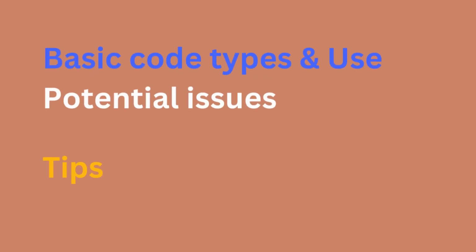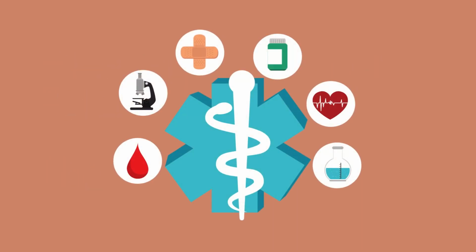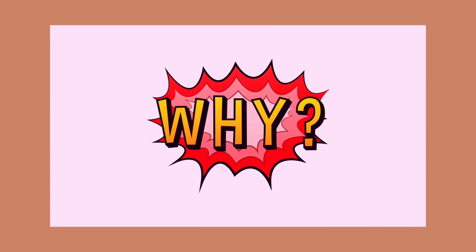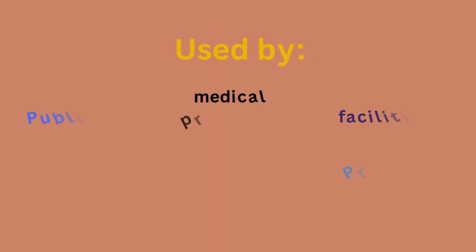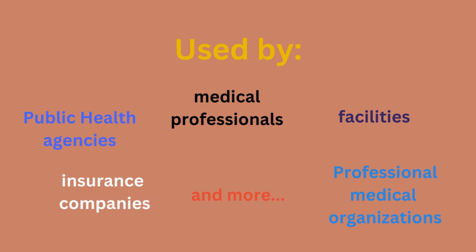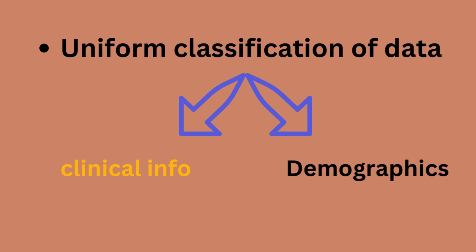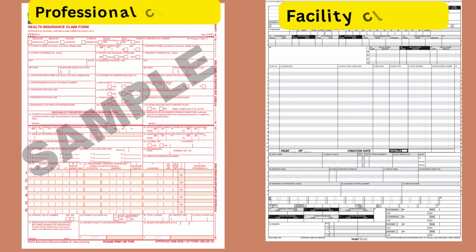So today, let's go over the basic code types and why they are so important, as well as identify potential problems. Everyone in the healthcare industry has and does use codes. Medical professionals, hospitals, insurance companies, of course, public health agencies, and more. Basically, anyone reporting a medical service, a diagnosis, an item, or a policy uses codes. It is the uniform classification of clinical data as well as demographic information.